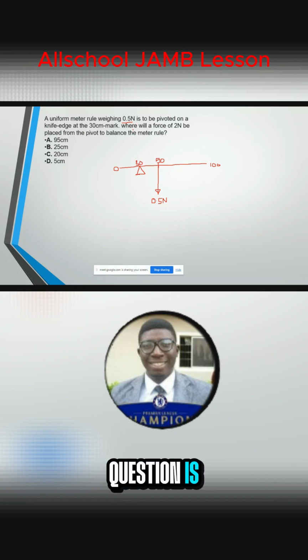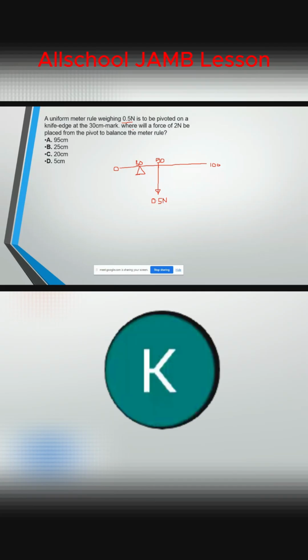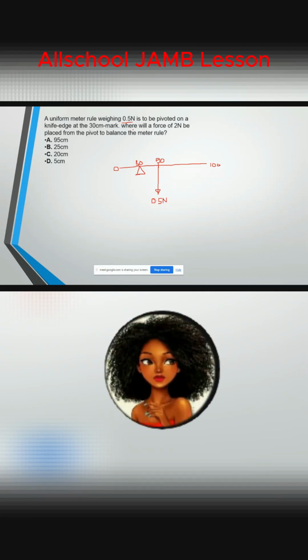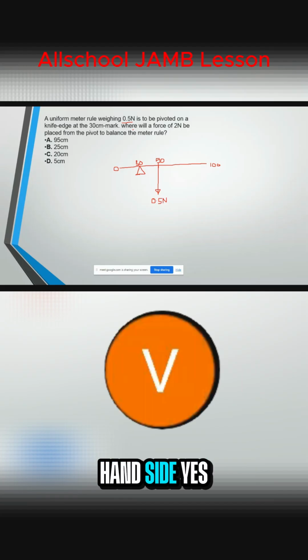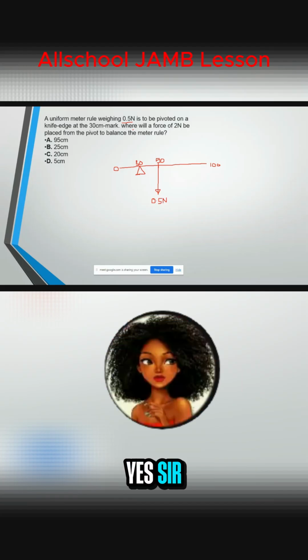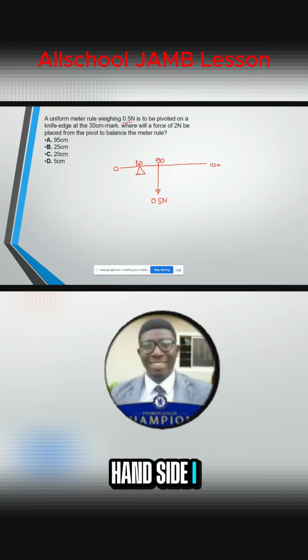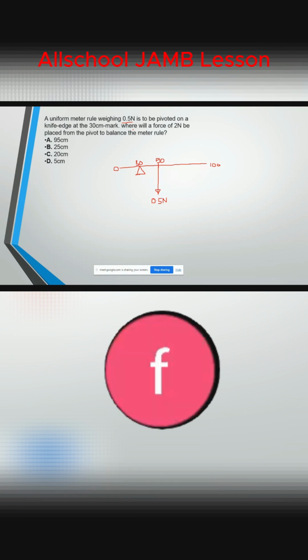Now the next question is, where will the force of 2 Newton be placed from the pivot? Let me ask this question first. Where do you think we are going to place the force? Which side? Right side. On the right hand side? Yes, sir. Your own right hand side.